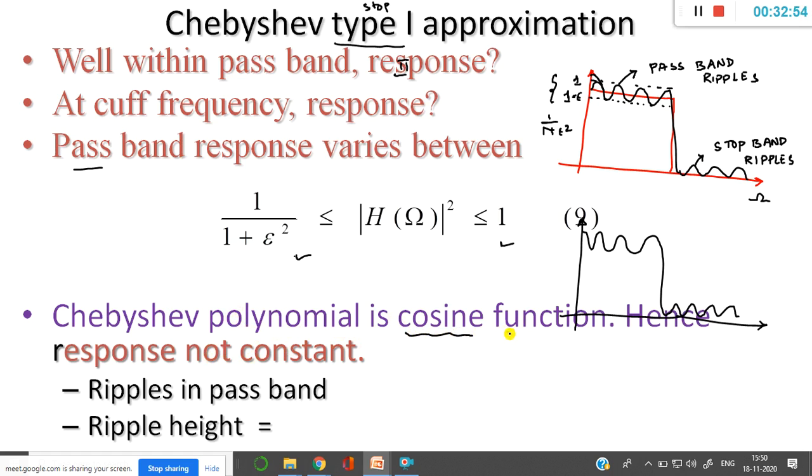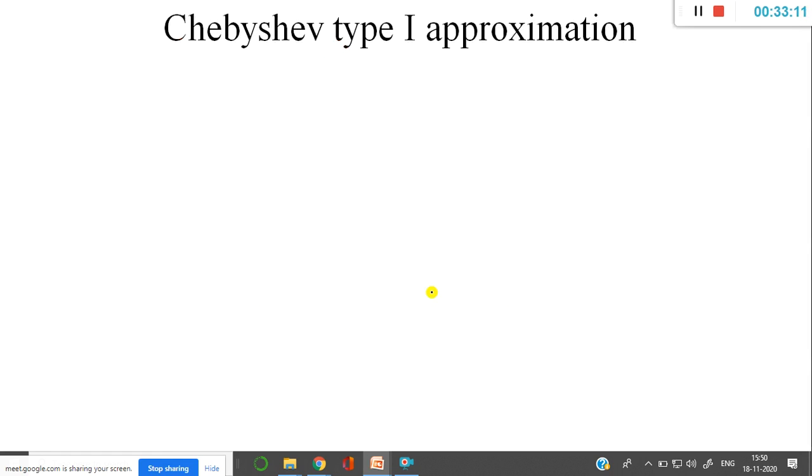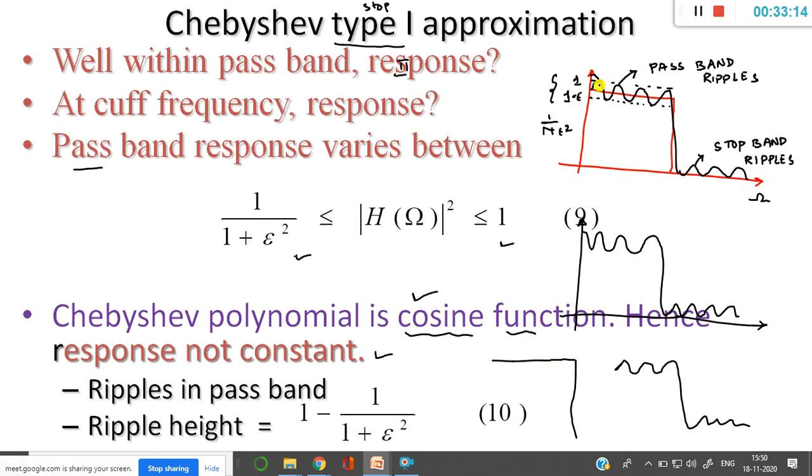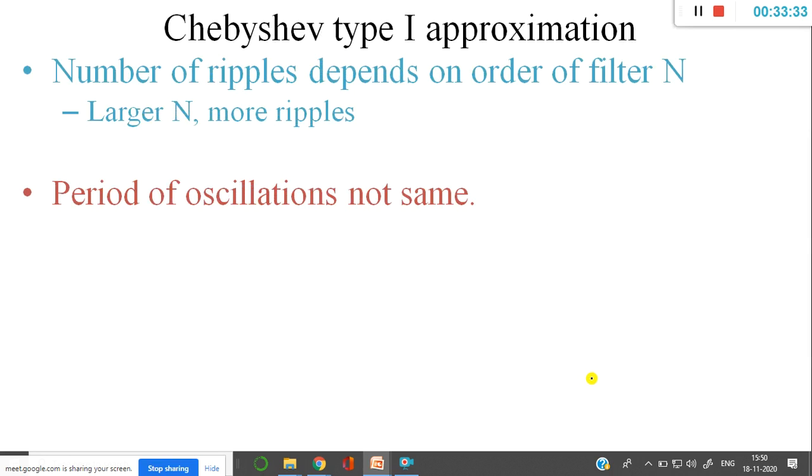Okay. So the Chebyshev polynomial is a cosine function. Therefore, the response is not constant like this. It will be varying like this. This is the reason, because of the cosine function. Because of that variation, I will be getting this height, and that height is nothing but 1 minus 1 divided by 1 plus epsilon square. This value is 1 divided by 1 plus epsilon square.